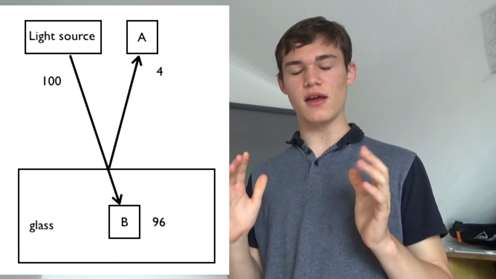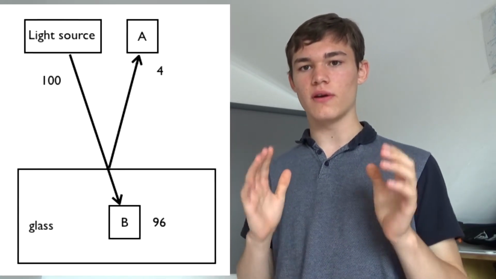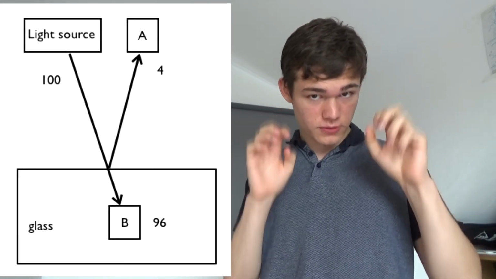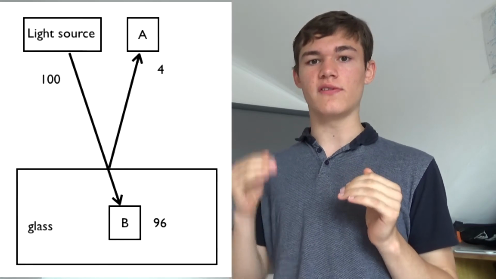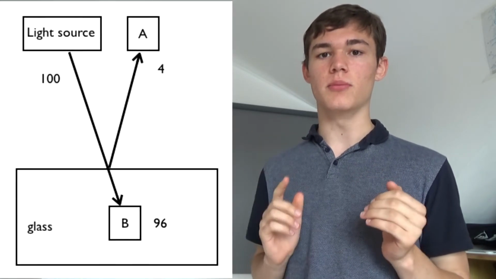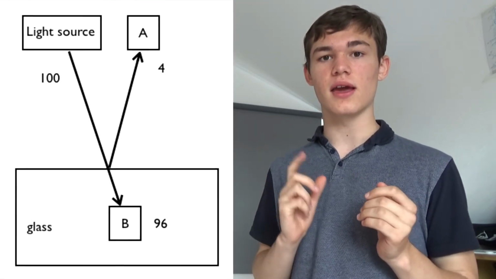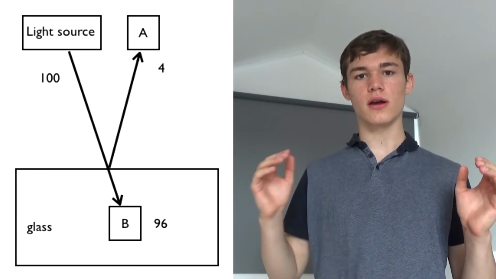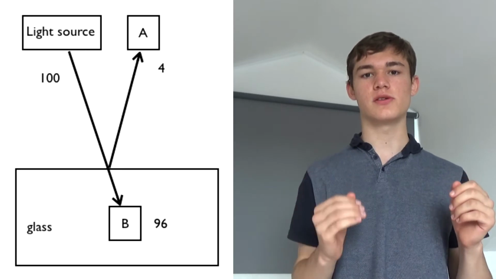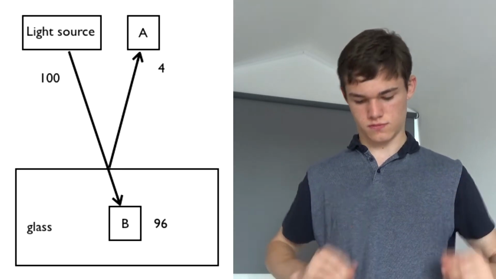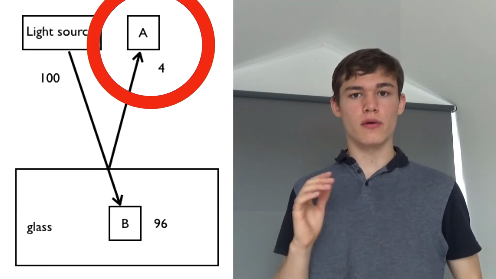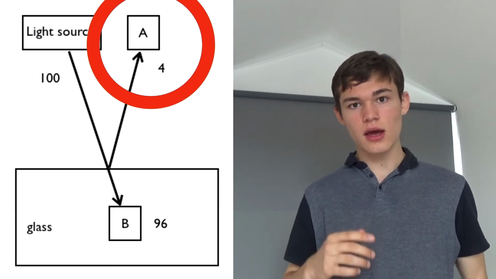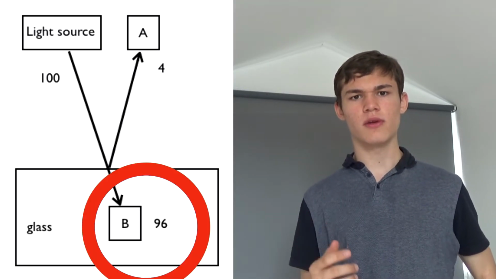Here's the setup. We have a light source which emits 100 photons. We have two detectors, which are photomultipliers if you will, that count the number of photons that arrive at them. These are A and B. B is inside the glass, A is above the glass. What's going to happen is that some of the photons are going to be reflected and some of them are going to be transmitted through the glass. Here are the results. 4% are reflected, arrive at A, and 96% are transmitted.